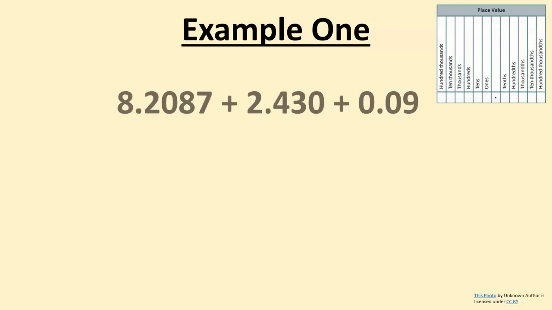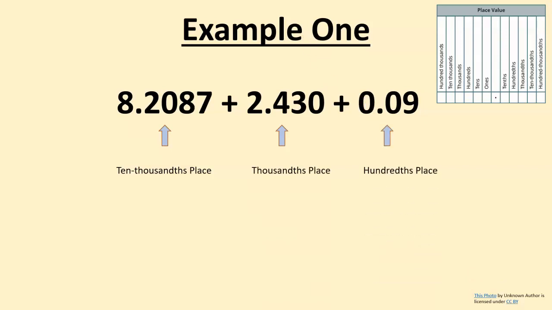Example number 1, we have 8.2087 plus 2.430 plus 0.09. Now our first number is in the 10,000ths place. If I look, there are 1, 2, 3, 4 place values beyond the decimal, and if I look at my place value chart over on the right hand side, I see that my fourth from the decimal is going to be the 10,000ths place value. The next one is 2.430. That's going to fall in our thousandths place, and then of course our 0.09, which falls into our hundredths place. Let's take these numbers, plug them right into our calculator.